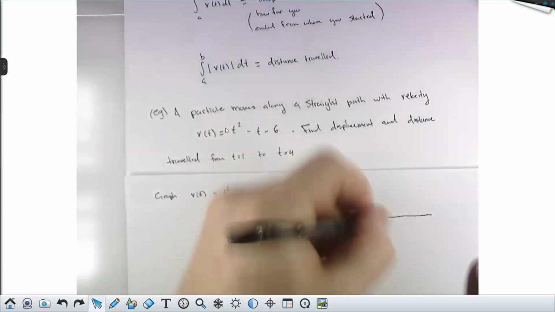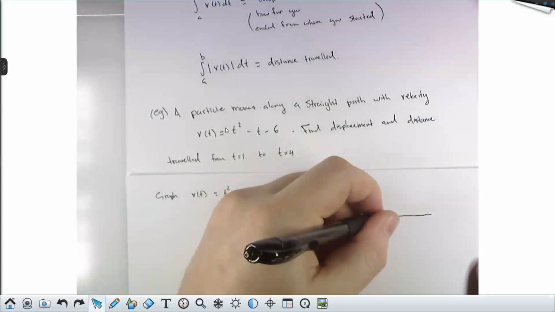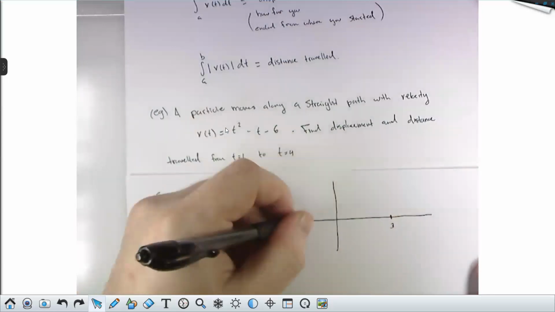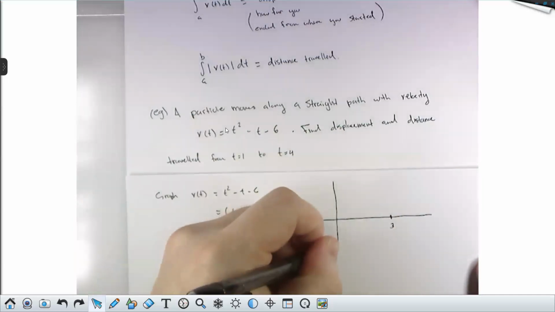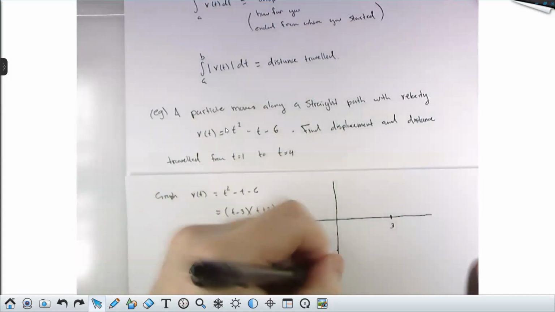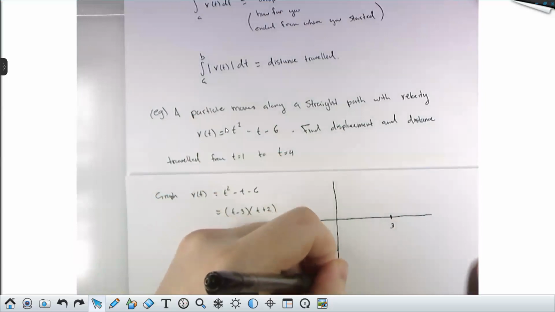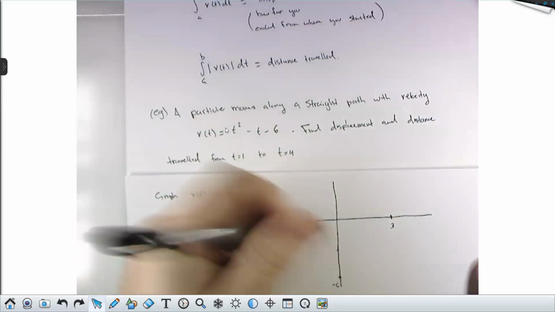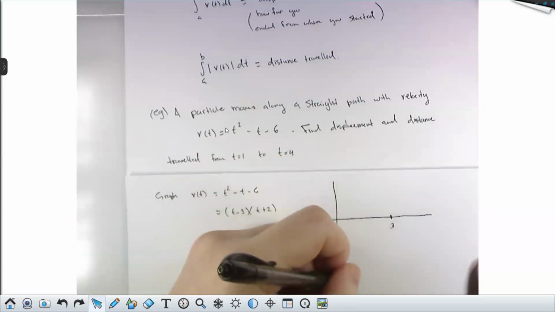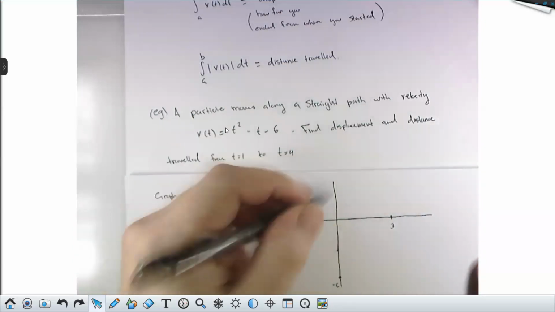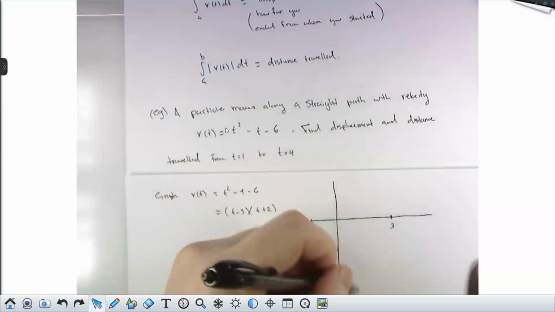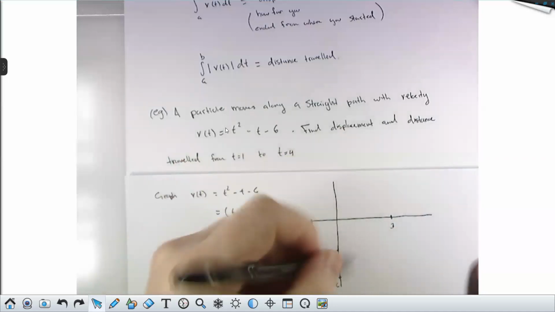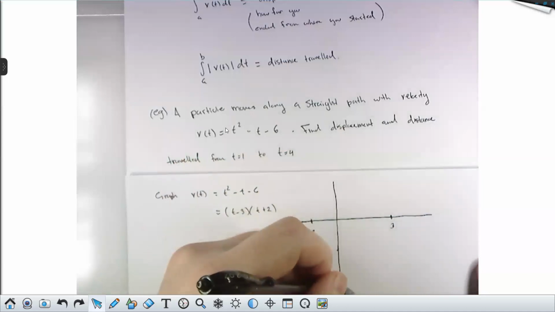Okay, so I can mark this as 3. I can mark this as -2. And we know when t is equal to 0, this thing is going to be down here at -6. So I'll mark this as -6. The actual vertex is a little bit further over here. It's going to be halfway between these guys. I'll mark that as like down here-ish.